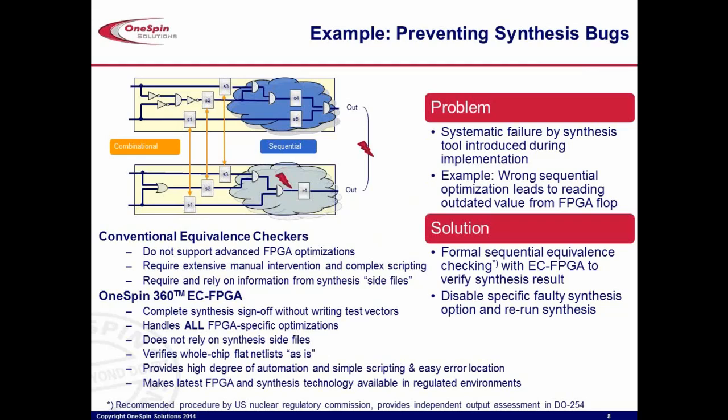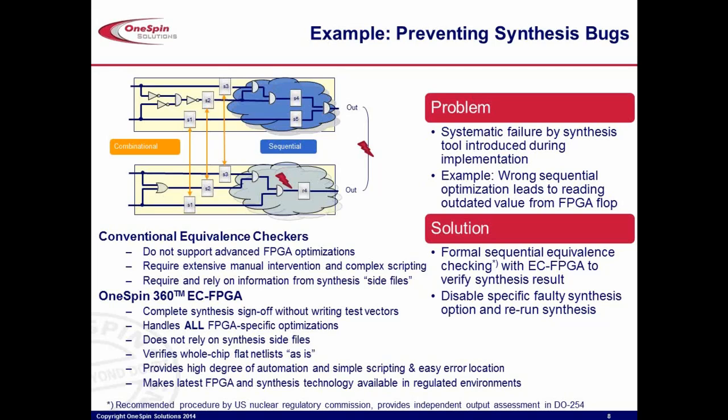Preventing synthesis bugs. So this is the example I mentioned before. You might have a systematic failure introduced by the synthesis tool during implementation. For example, a wrong sequential optimization that leads to reading an outdated value from an FPGA flop. What is the solution here?